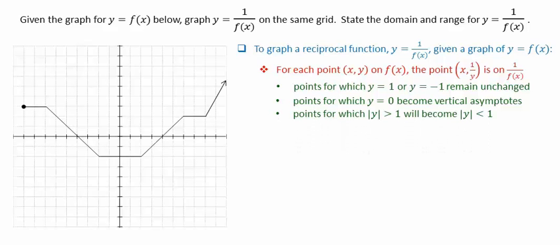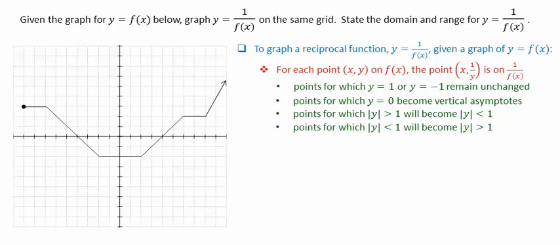Points for which the absolute value of y is greater than 1, this corresponds to y greater than 1 or y less than negative 1, will correspond to y values between 0 and 1 or between negative 1 and 0. Note, however, that the sign of the y value will not change when taking the reciprocal.